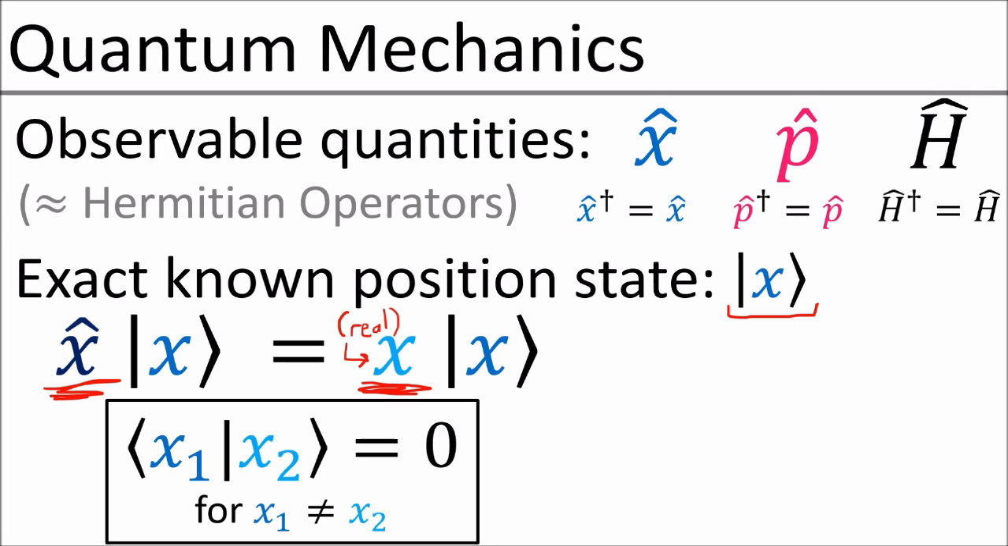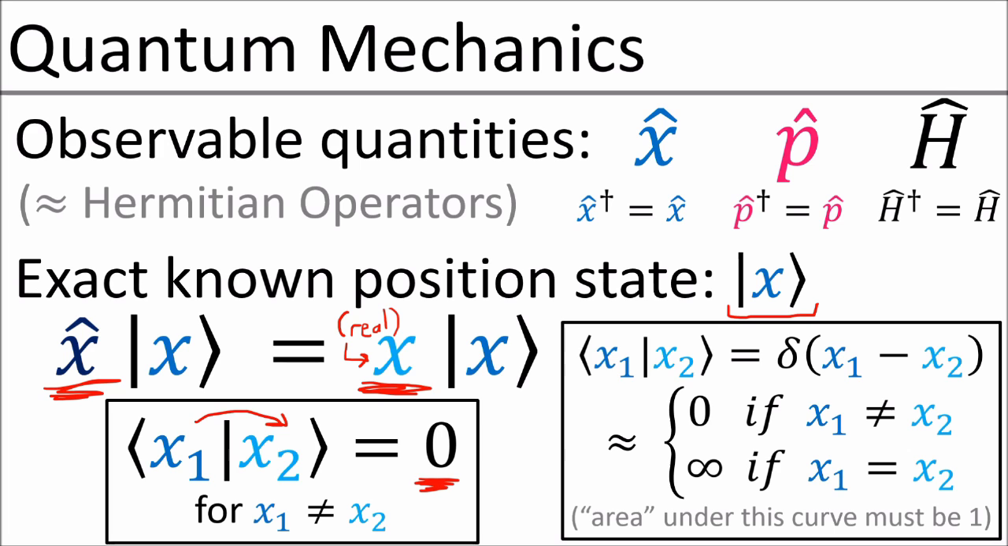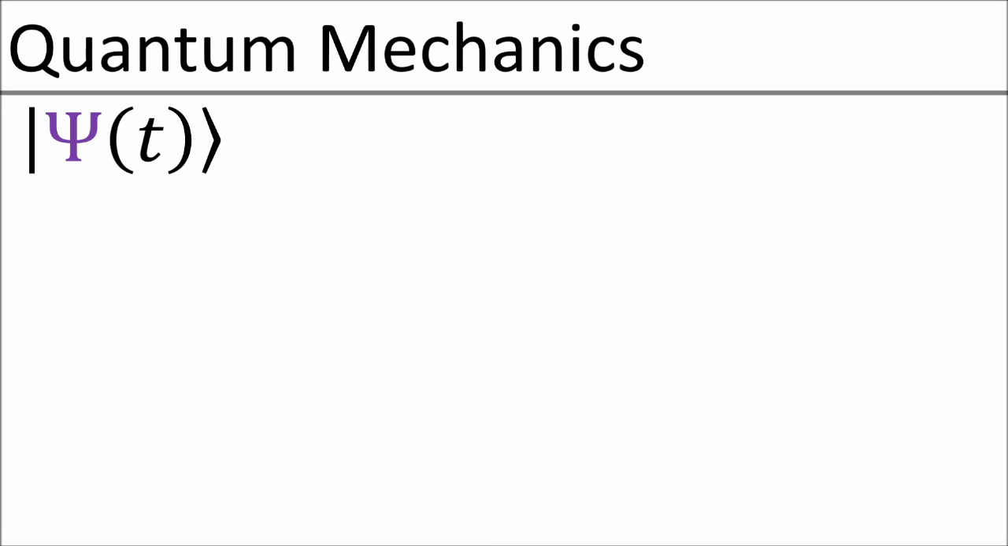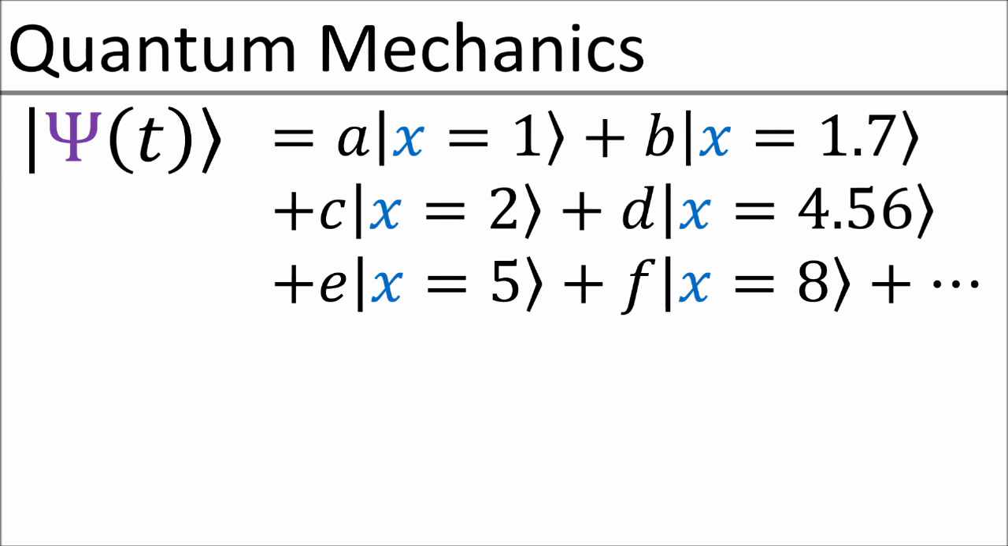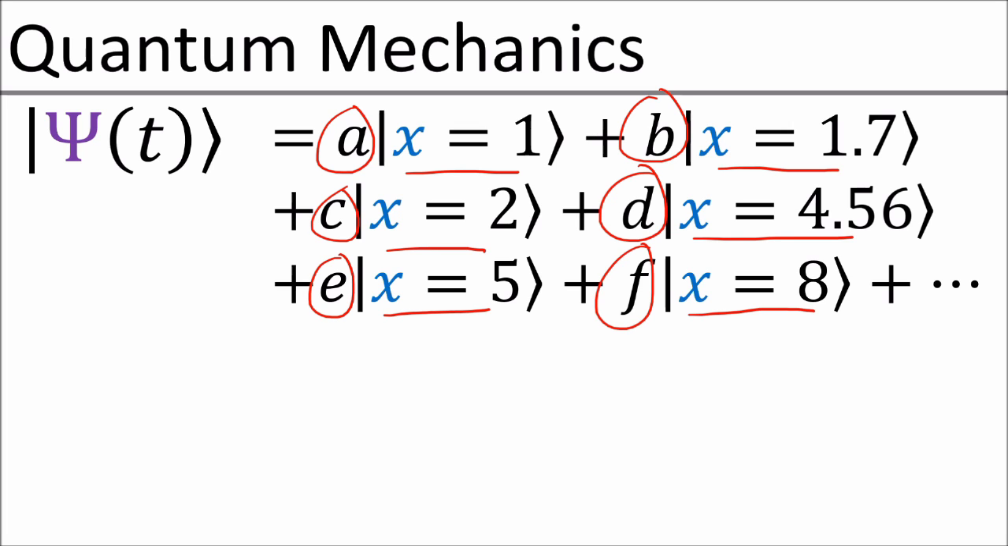Also note that since it's impossible for one position eigenstate to collapse onto a different position eigenstate, the inner product of two different position eigenstates is 0. We can summarize the inner product of position eigenstates using the Dirac delta, which is 0 everywhere except when the positions are the same. If a general state psi of t is not an exactly known position eigenstate, we can still expand the psi ket as a linear combination of position eigenstates, where the coefficients on all the kets are the probability amplitudes for collapsing onto that specific position eigenstate.